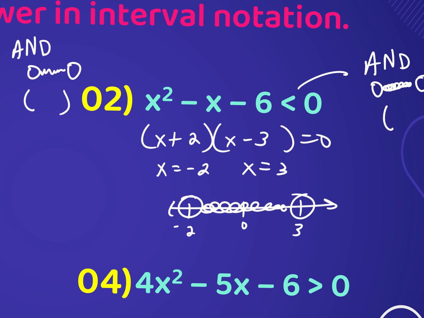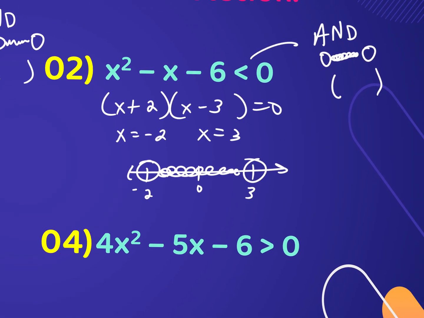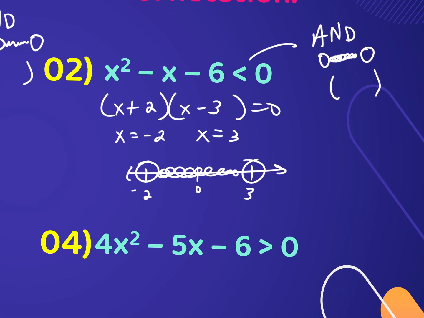If I plug in 0 with the way that I shaded, should 0 make the inequality true? Yes, so plug it in. 0 squared minus 0 minus 6. So -6 is less than 0. Yes or no? Yes. So did we shade correctly? Yep. What's my interval notation answer? How do I write that? -2, comma 3. What goes on the end of both? Parentheses. Perfect.